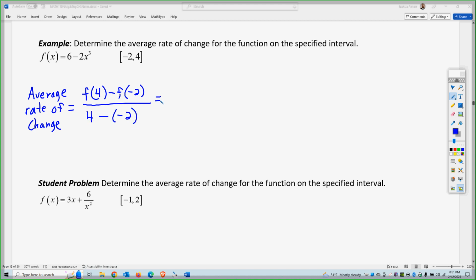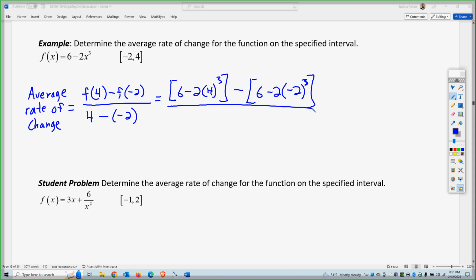Okay, so the function value at 4 is 6 minus 2 times 4 to the third power minus the function value at negative 2 will be 6 minus 2 times negative 2 to the third power all over. So we have 6 minus negative 2, so that'd just be 6. Okay. All right, so the order of operations, so exponents first, so 4 to the third power is 64, correct? Times 2 is 128, so 6 minus 128, it'll be negative 122.